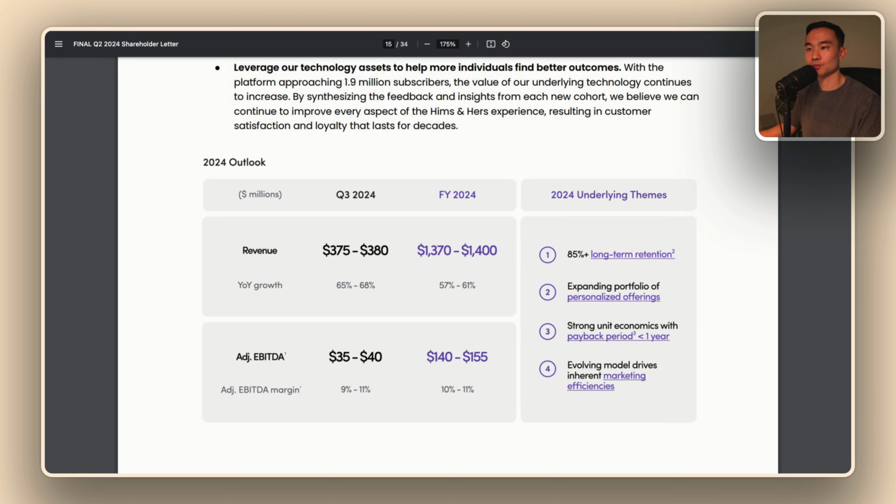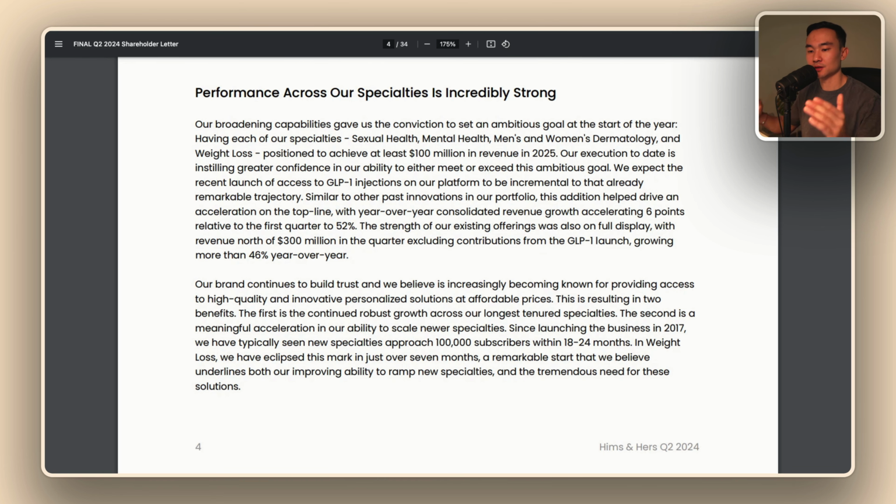And what that also means is that revenue growth is expected to accelerate even further in the back half of the year, which just goes to show how strong execution has been and how strong demand has been, which is really exciting. That being said, even without the GLP-1 injections, HIMS core offerings grew 46% year over year in Q2 to north of $300 million, which is still very strong, and that speaks a lot about the HIMS platform.